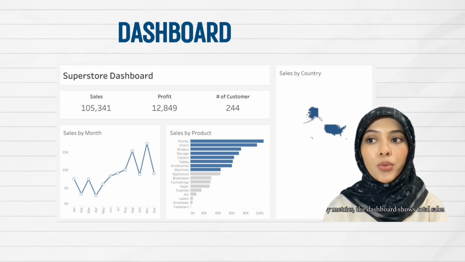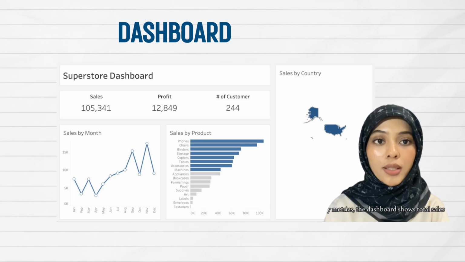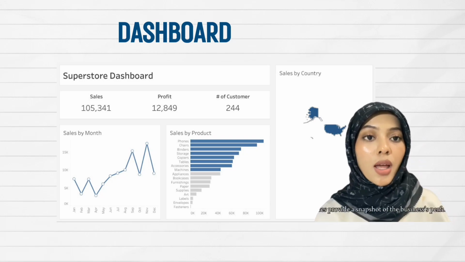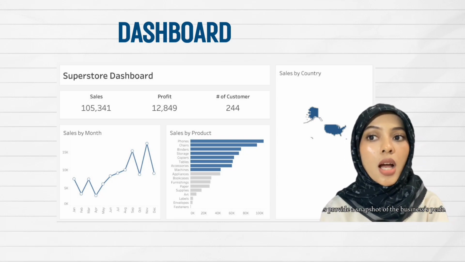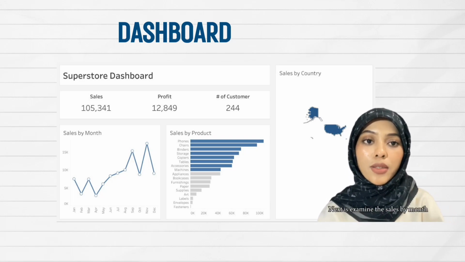The dashboard shows total sales of 105,341, a profit of 12,849, and 244 customers. These figures provide a snapshot of the business's performance as represented by the sample. Next is to examine the sales by month.